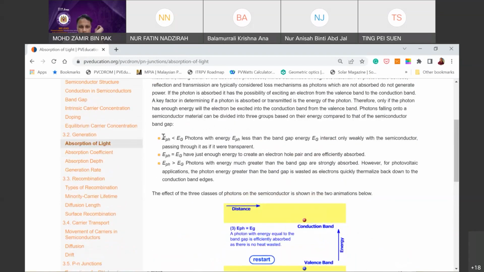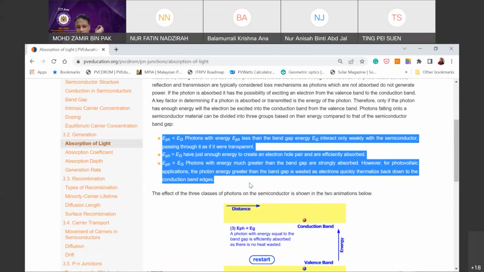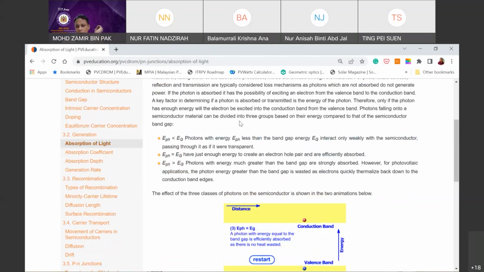Okay, so let's just recap. Out of these three scenarios, how many scenarios can cause light to be absorbed? Okay, 2, 2. Okay, right. 2 out of 3 cause light to be absorbed.